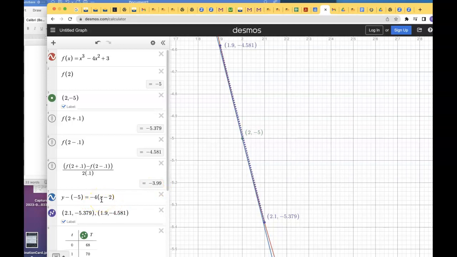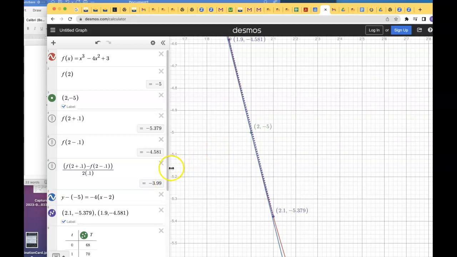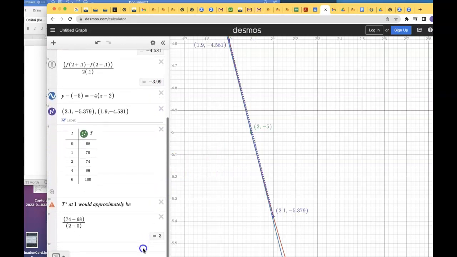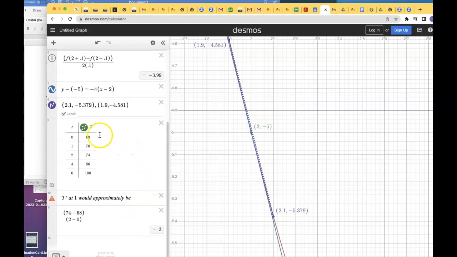Now, we can do this on Desmos, but we can also do this if you just have a table of values. So if we're looking at a table of values, and we want to find an approximation for the derivative or slope at the point, I've done a second example here that lists time and temperature. So it's increasing over time. At time 0, it's 68 degrees. 1 at 70, 2 at 74, 4 it's 86, and 6 it's 100.